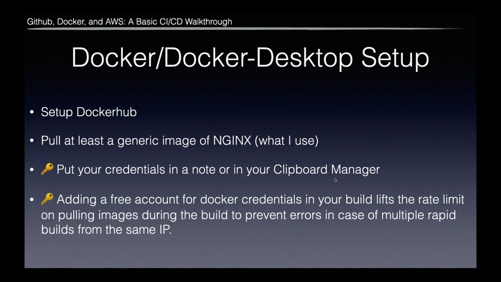Docker and Docker Desktop. Set up a Docker Hub ID, a free one, and then locally you're going to need to pull a generic image. Doesn't matter what it is. We just need something to populate into AWS. There's probably a way around that. I haven't found it yet. I haven't wanted to spend the time on it yet. So you just pull something local so you can tag it and push it.